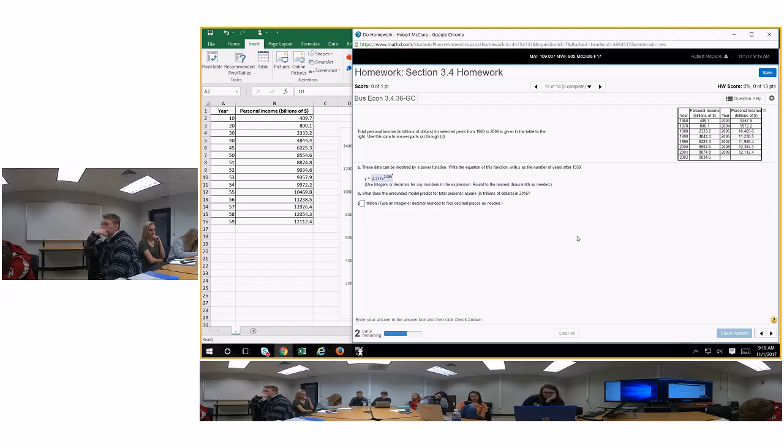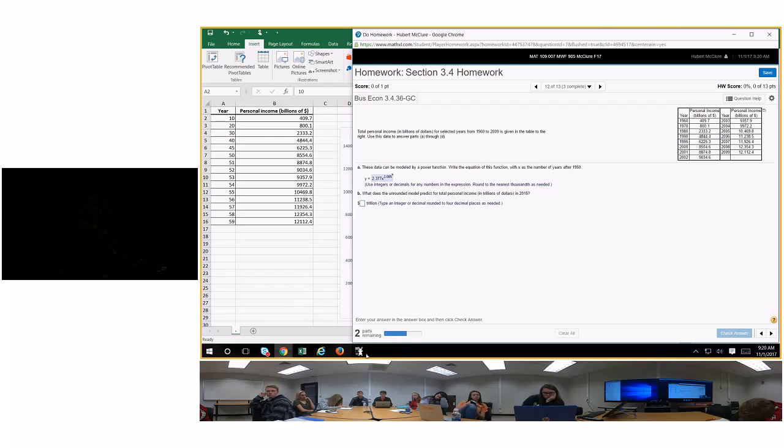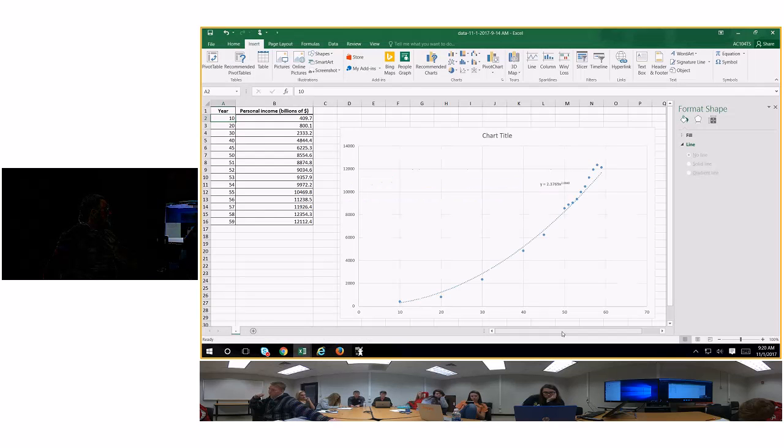What does the unrounded model predict for the total personal income in 2015? Well, take your handy dandy calculator. Well, it's not in the calculator, but what you would do is plug in. If you wanted to use the calculator and punch all those numbers in, knock yourself out. I'm going to take the Excel spreadsheet and the function and plug in 2015 minus 1950.